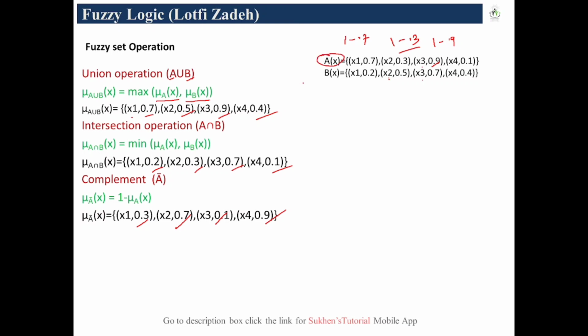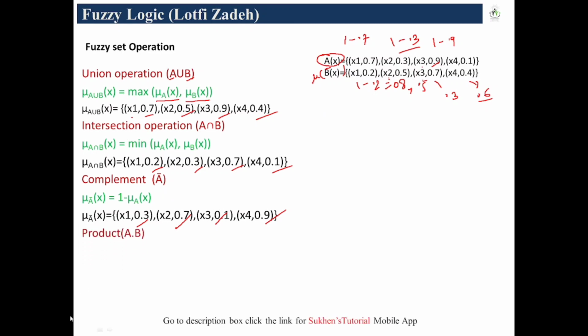When we find mu of set B complement, that means 1 minus 0.2, that is 0.8, this is 0.5, this one 0.3, and this one 0.6. So this is the complement.